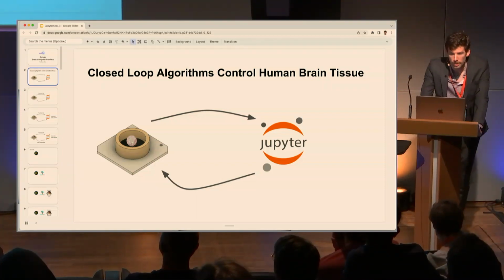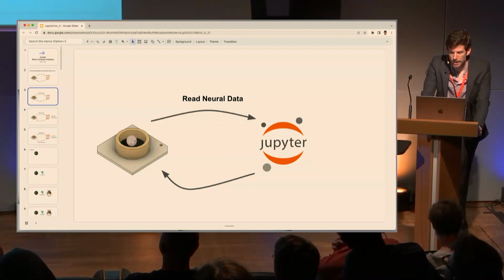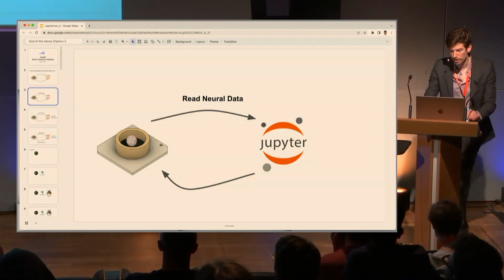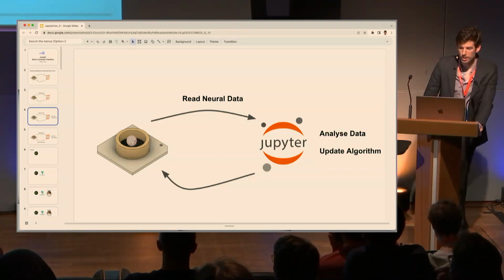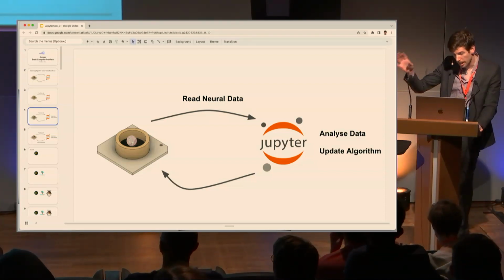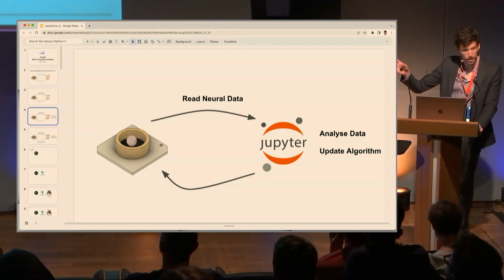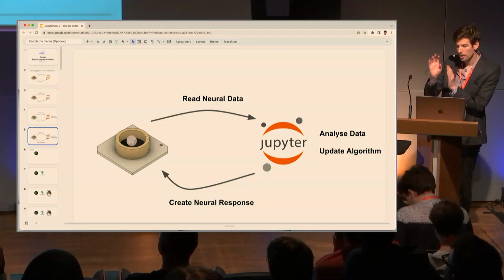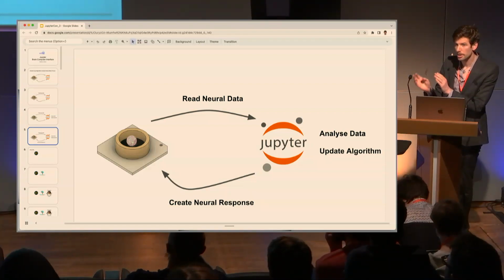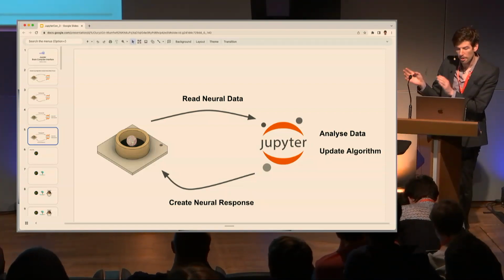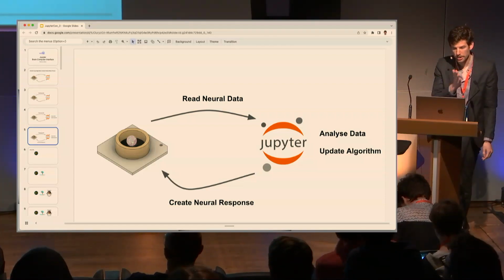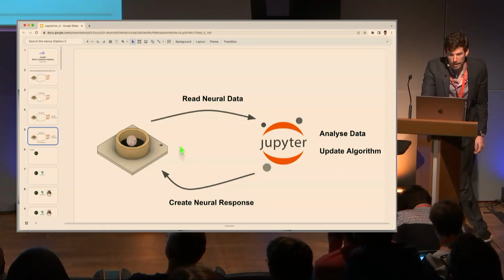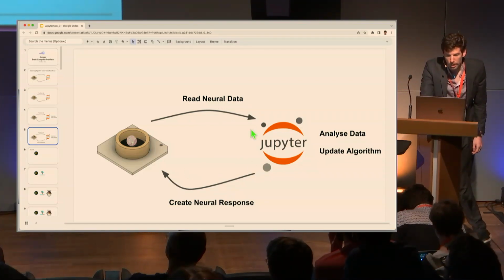So the key highlight from what we are doing is that we are running closed-loop algorithms on real human brain tissue. What that means is that we are reading neural data off of the tissue. Then, with algorithms in Jupyter, we analyze that data and perhaps update the algorithm. And then we create neural responses. Essentially, we send messages back to the brain tissue. And you see here, we have a feedback loop, a beautiful feedback loop.